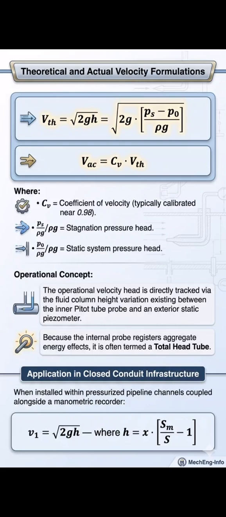Operation concept. The velocity head is directly tracked via the fluid column height variation existing between the inner pitot tube probe and an exterior static piezometer. Because the internal probe registers aggregate energy effects, it is often termed a total head tube. Application in closed conduit infrastructure: when installed within a pressurized pipeline channel, coupled alongside a manometer, it records V1 is equal to root over 2gh, where h is equal to x times (Sm by S minus 1).